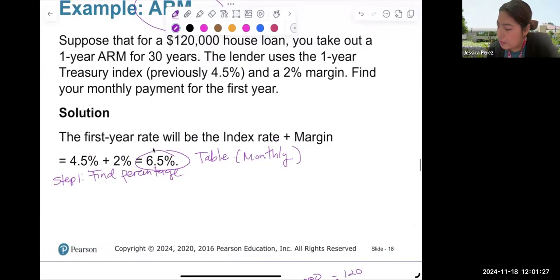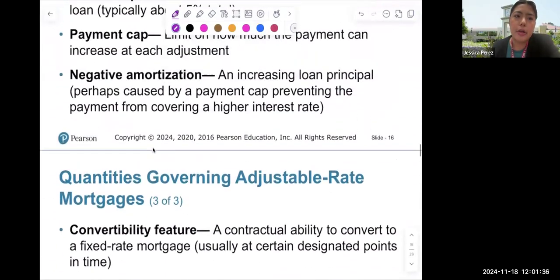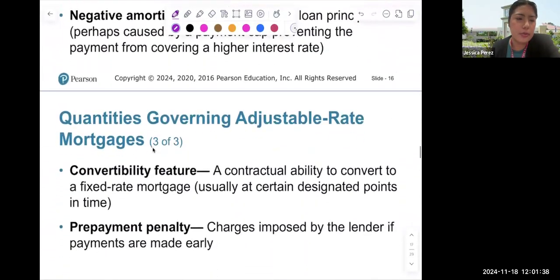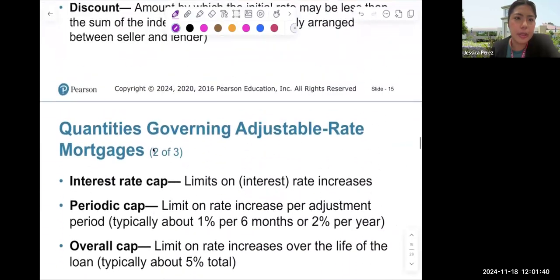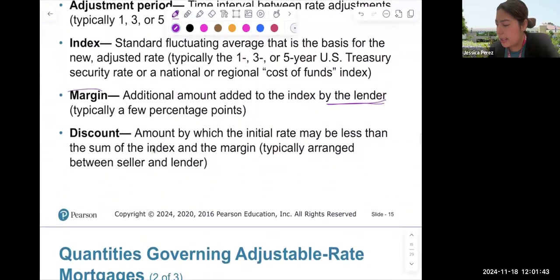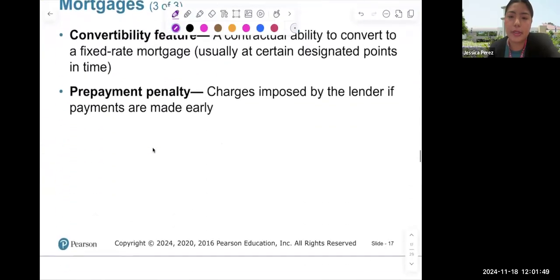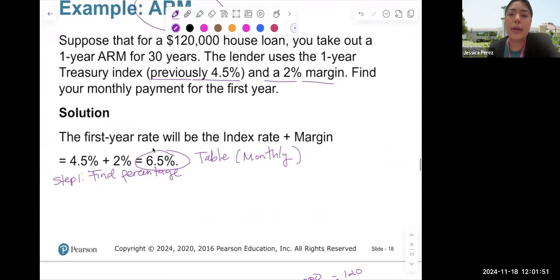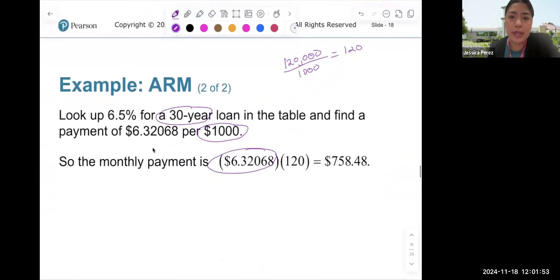So that was given, it was previously 4.5. So you add the first year index plus the 2% margin. Remember, the margin is what's being added. Here, the margin is the additional amount covered by the lender. So it's the Treasury plus the lender. So that's 6.5%. So now you're going to use this 6.5%. You're going to look for 6.5% for a 30-year loan.